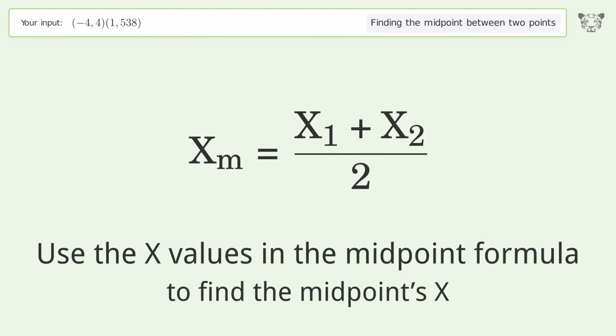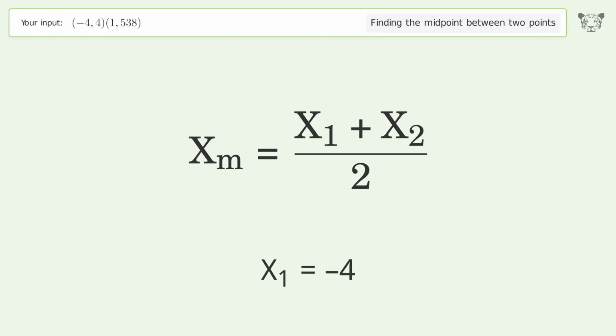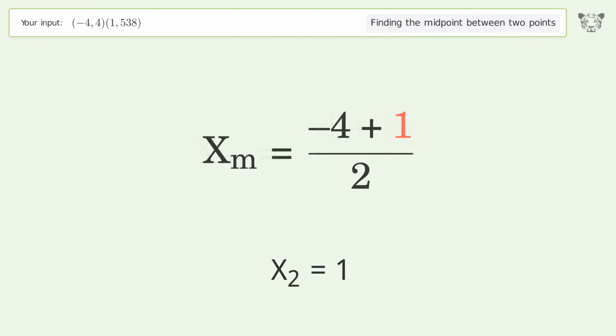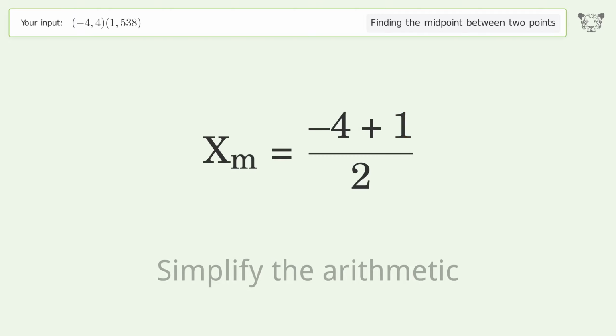Use the x values in the midpoint formula to find the midpoint's x. x1 equals -4. x2 equals 1. Simplify the arithmetic.